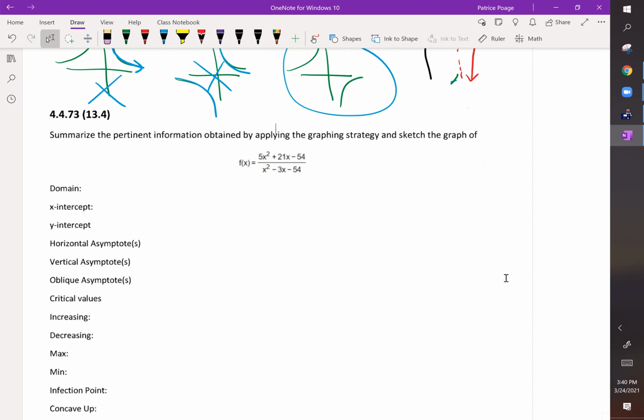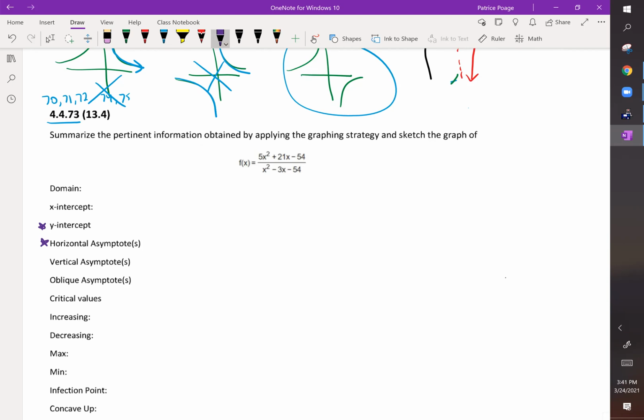All right. And this is like true for 4.4.73 and the 2 or 3 before. So if you were given 71, 72, 74, 75, any of the problems around 73, they're all kind of alike. The domain, I'm going to come back to that. That's where my denominator equals 0. And I don't want to do that yet because the first things I always want to do are my y-intercept and horizontal asymptote.